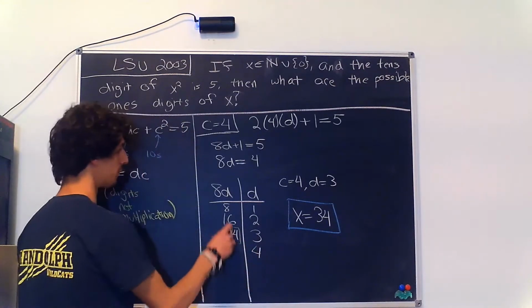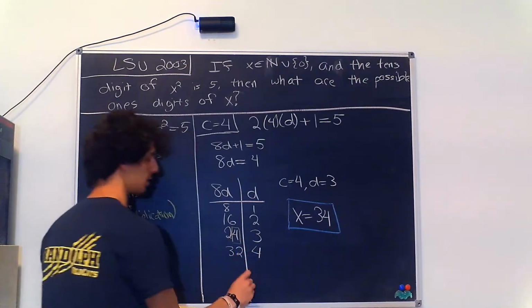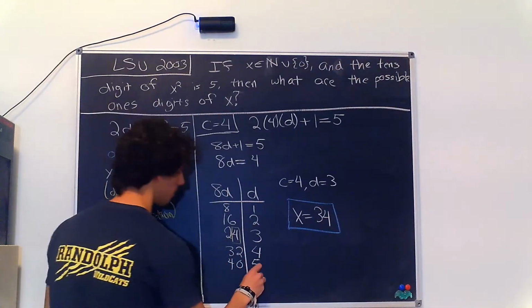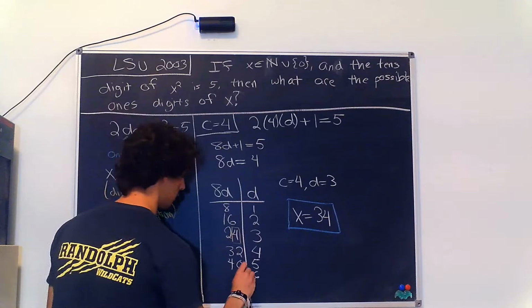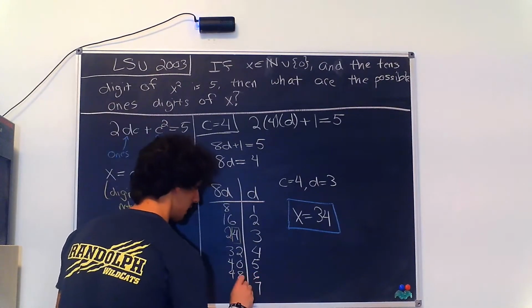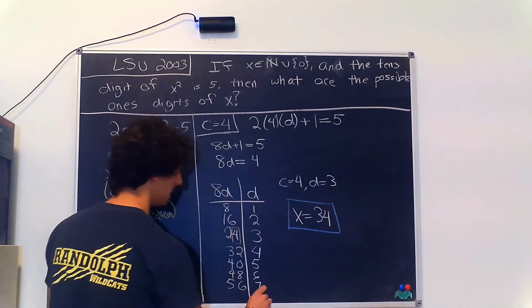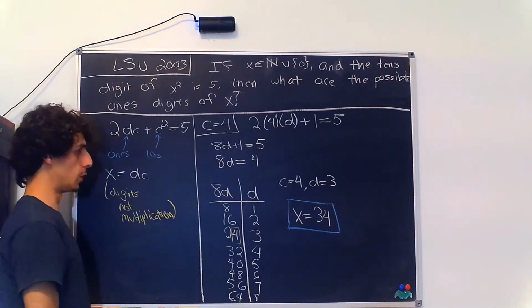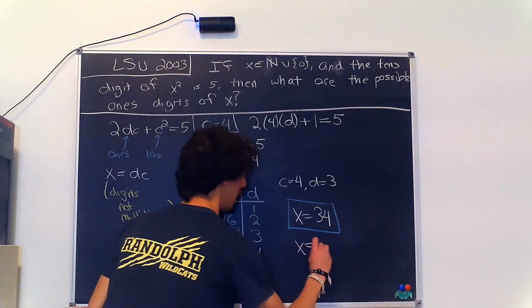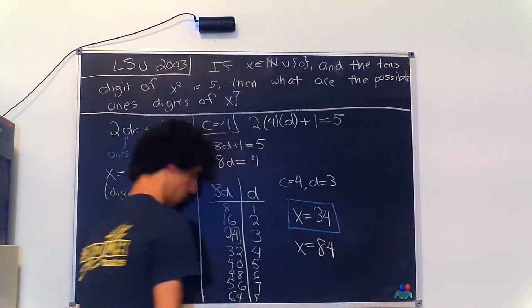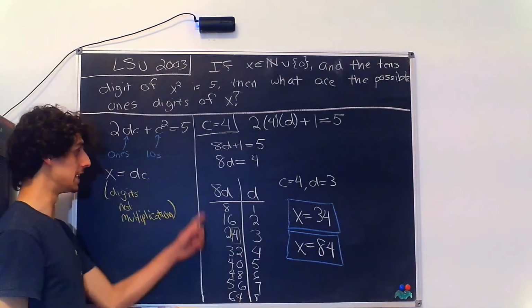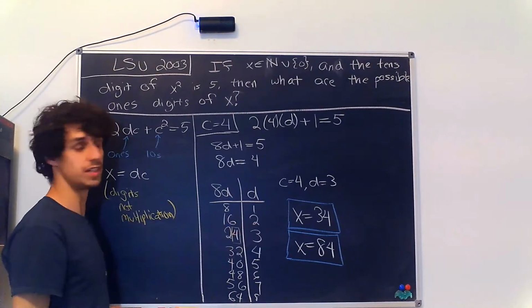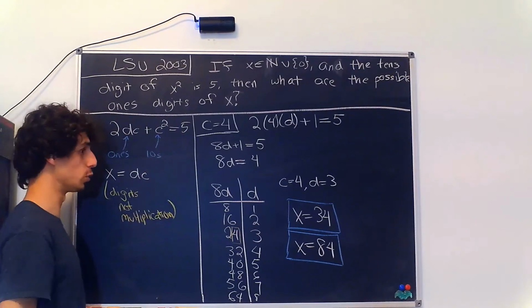So if d equals 4, that means this is 32, but that doesn't work. D equals 5, this is 40, and that doesn't work. 6 also doesn't work, that gives us 48. 7 doesn't work, that gives us 56. But 8 does work because that gives us 64. So we also have another solution here, that is x equals 84. I'll let you guys check d equals 9 and d equals 0 as homework, but these are the only two solutions that we'll get from this c equals 4 case.